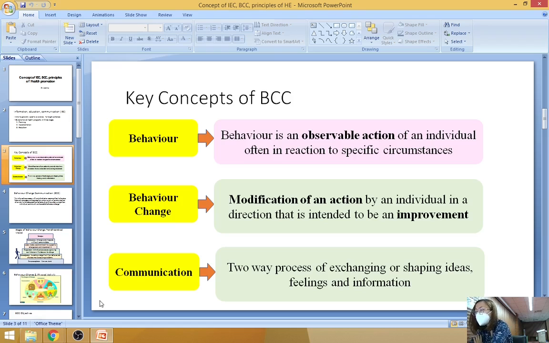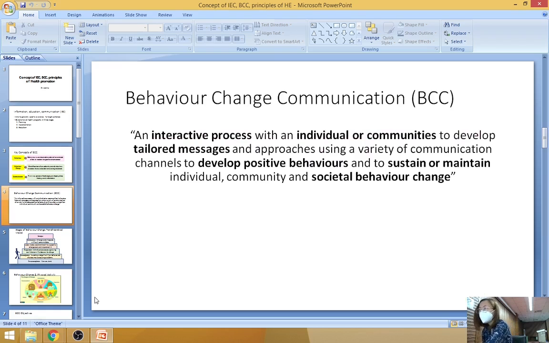Then lastly, communication. Communication means a two-way process of exchanging ideas, feelings or information. So we have an action, and we want that action to be modified or changed in a way that improves it in the positive way, through communication, the exchange of ideas, feelings or information. That is what is meant by behavior change communication, in short form, BCC.